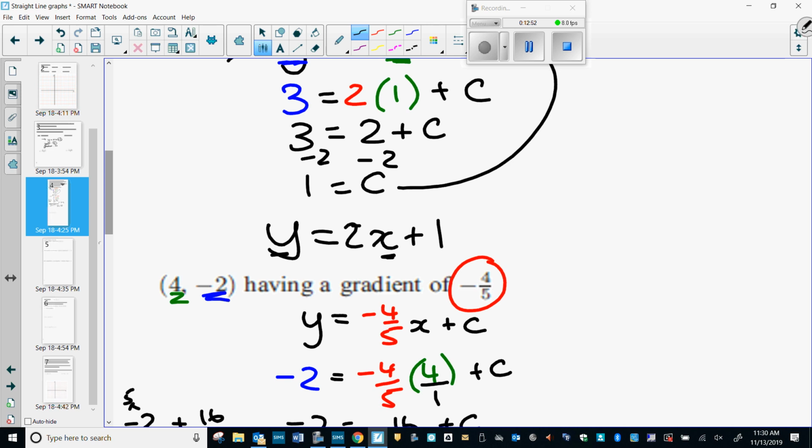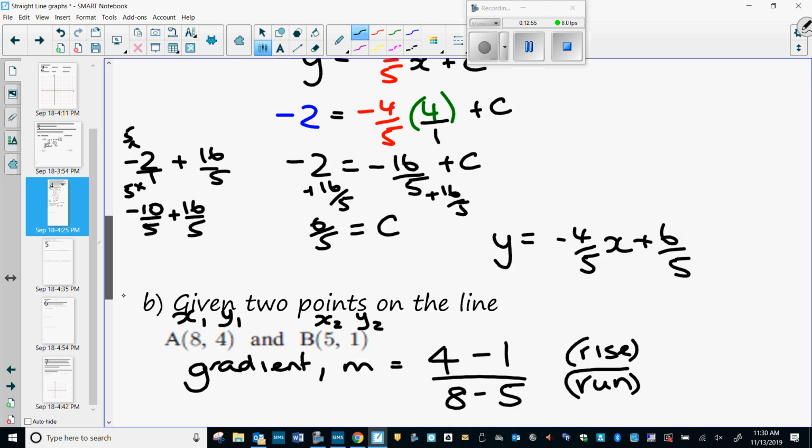Hey, what are you doing down there? Nothing. Try and maintain a little bit.